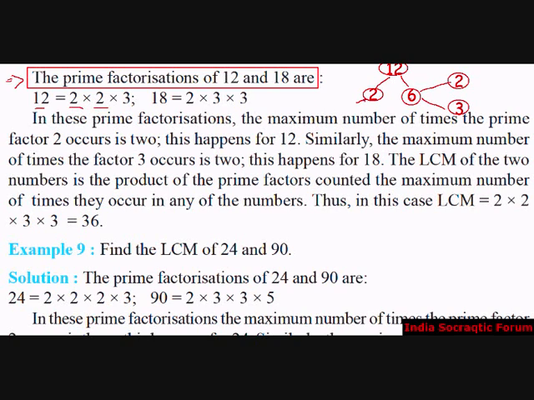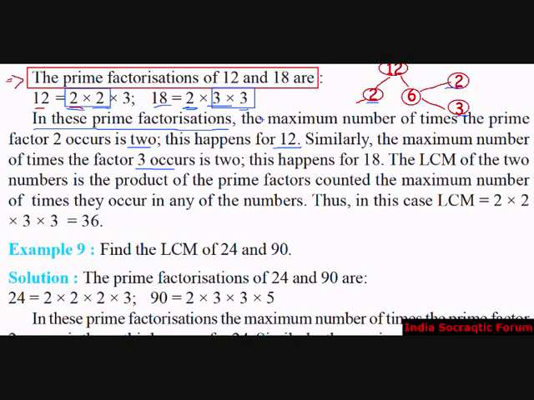Which are the root nodes? 2. We have to consider this and this and this. This is a parent node. Likewise, if you do it for 18, you will get 2 into 3 into 3. In these prime factorizations, the maximum number of times the prime factor 2 occurs is 2. Look at that, 2 comes twice in 12, but here only once. Similarly, the maximum number of times the factor 3 occurs is 2 times.